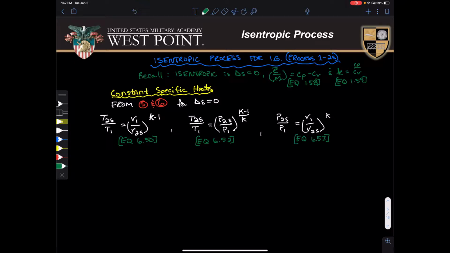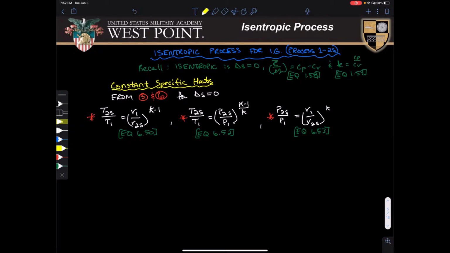And these will become useful once you know 3 of the properties. You can find the 4th, and you could solve and work through your ideal gas problems with the constant specific heat assumptions. Remember, these are only for constant specific heats. That's why we have our k value, which is our ratio of specific heat at constant pressure divided by specific heat at constant volume. So let's look at our isentropic relations for variable specific heats.